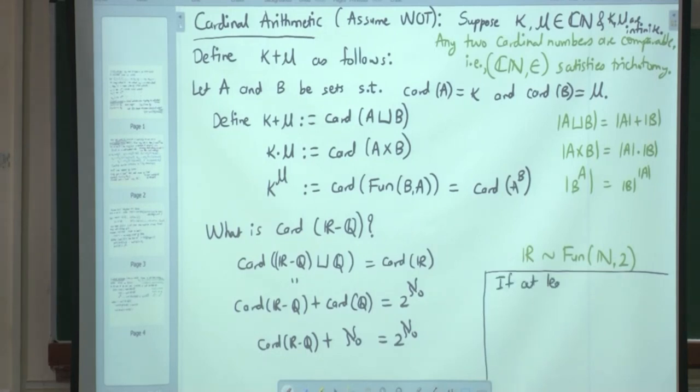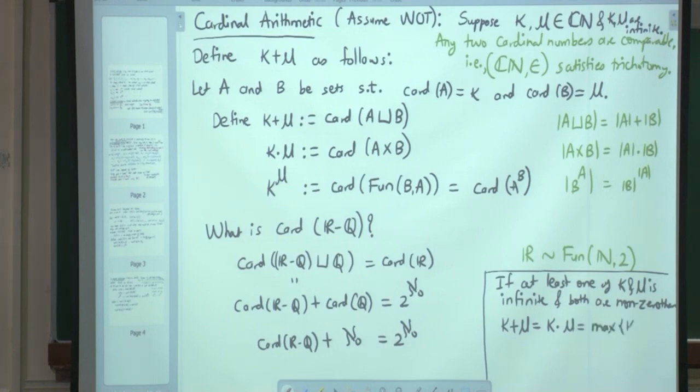If at least one of kappa and mu is infinite, then kappa plus mu is equal to kappa times mu. Oh, and both are non-zero. Yes, I need to be very careful. Infinite and both are non-zero. Then kappa plus mu is equal to kappa dot mu is equal to the maximum of kappa and mu, because any two cardinal numbers are comparable, so it's just a max.